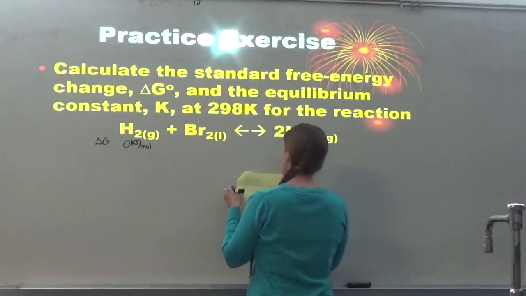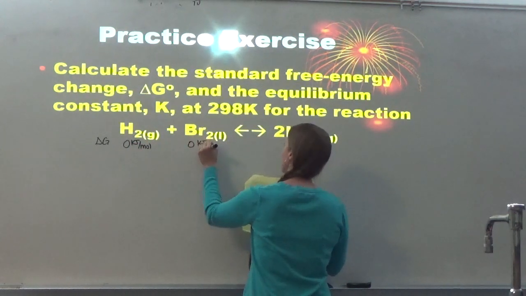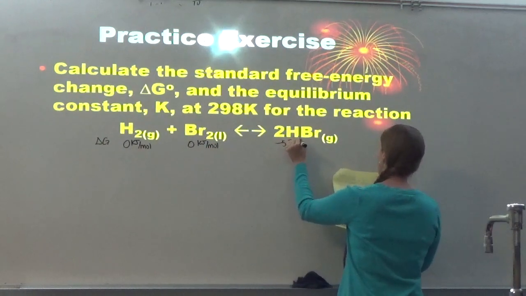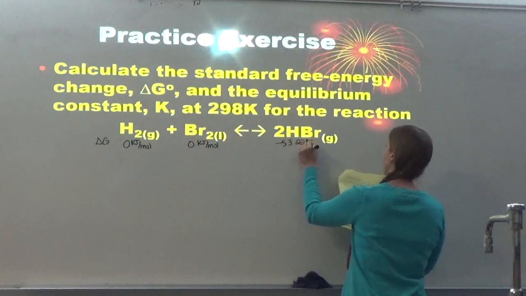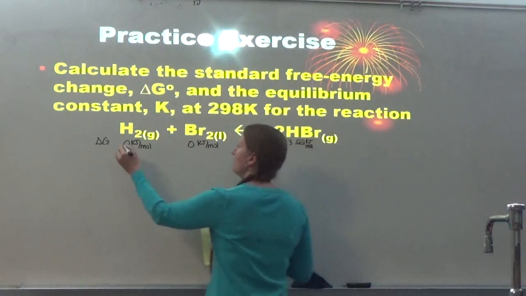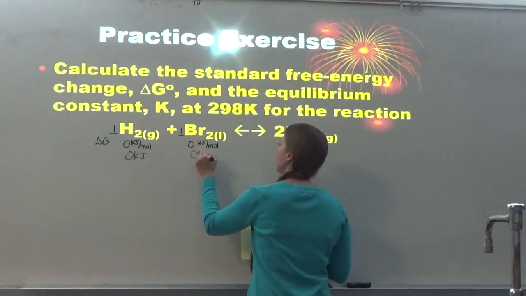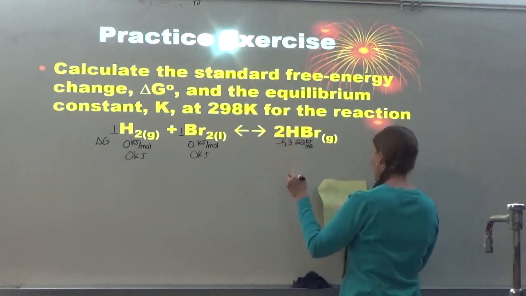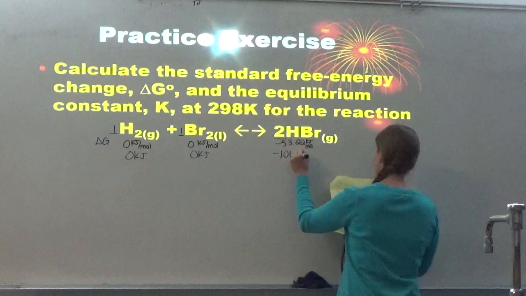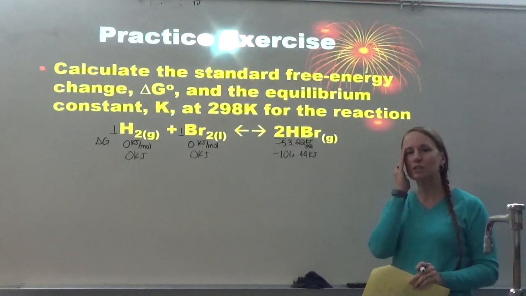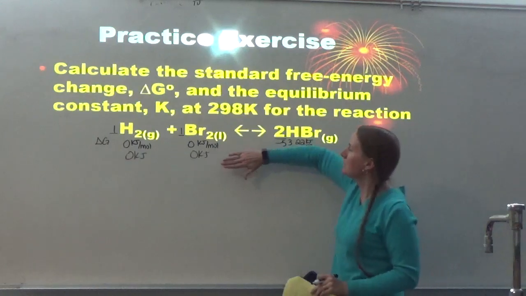For bromine liquid, it was 0 kilojoules per mole. And for HBr, it was negative 53.22 kilojoules per mole. But of course, I have to take into account my coefficients. So this was just 0 kilojoules, 0 kilojoules, and this one became negative 106.44 kilojoules. Oh, sorry, I forgot to say pause it and try it on your own. Okay, forget that I just did all that part.